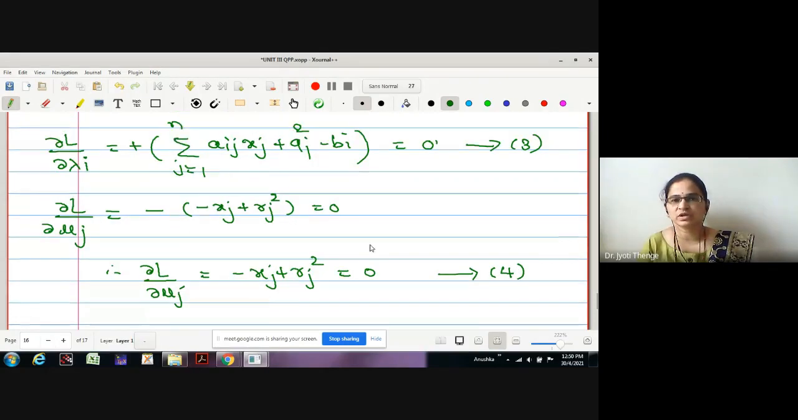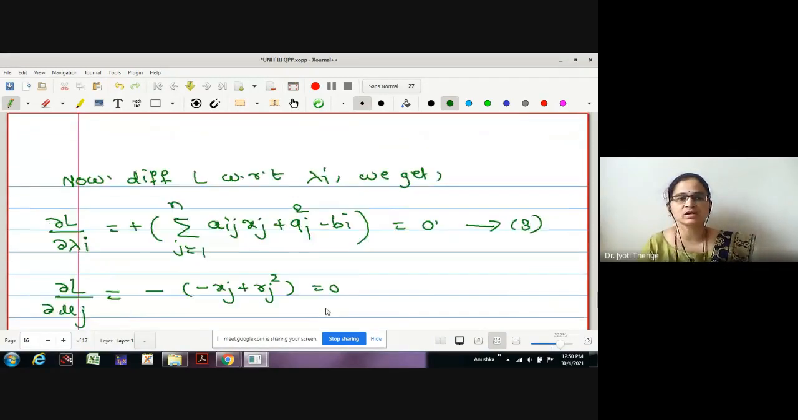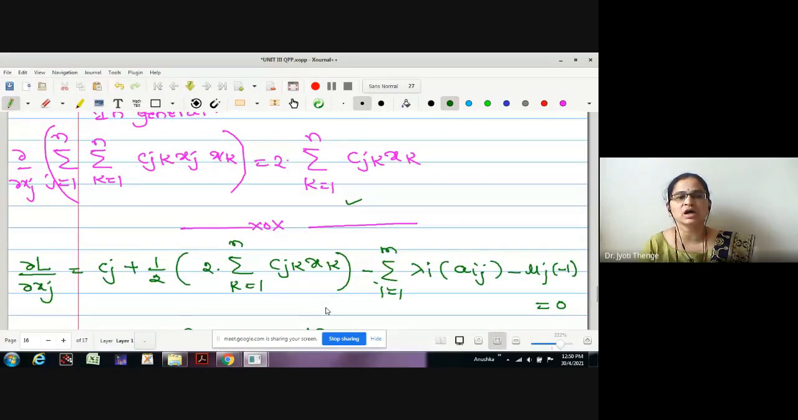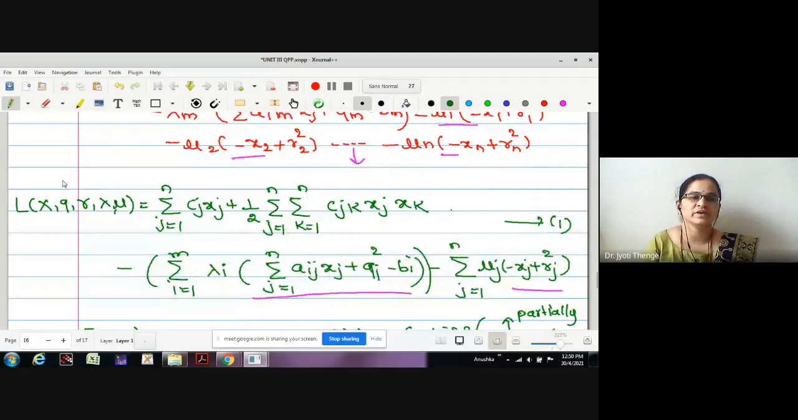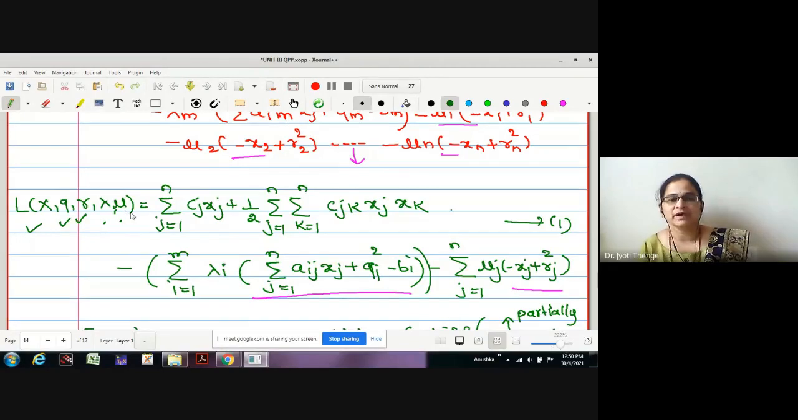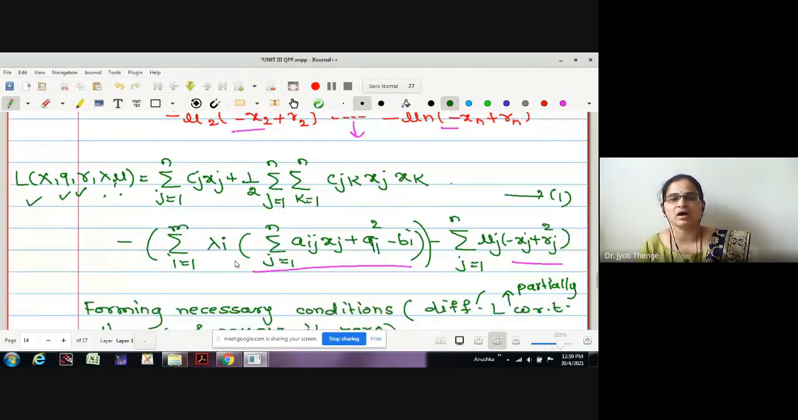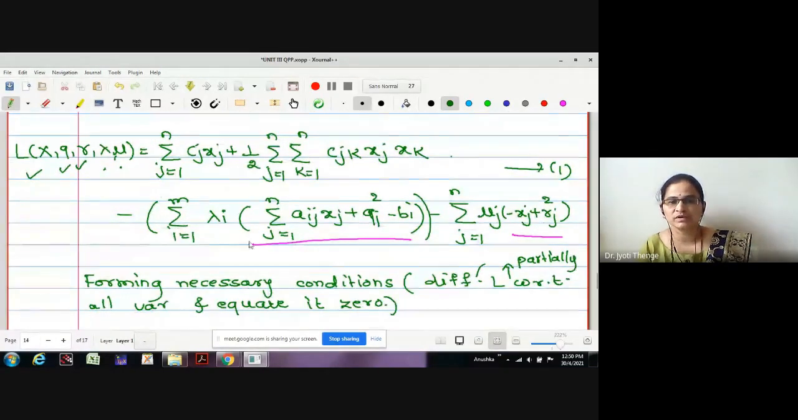Therefore, equation number 3 gives the original constraints, and equation number 4 gives the non-negativity restrictions. Now let us go on differentiating with respect to the remaining variables. Which are the remaining variables? We have differentiated with respect to x, q and r. Let us differentiate with respect to lambda and mu. If I differentiate with respect to lambda i, what will be the derivative?